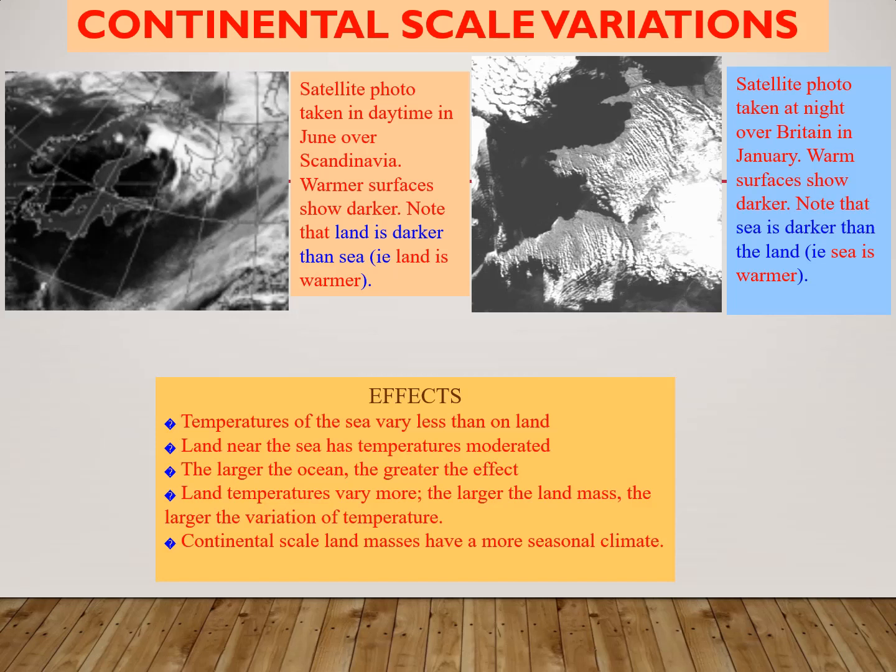So the bigger the land mass, the bigger will be the variation of temperature. So in continents like Asia, the temperature changes will be more than in Europe. Land masses which are far away from the coast have a more seasonal climate, which means summers are hotter, winters are colder. But places near the coast will not have major changes in seasons. They will enjoy approximately the same season throughout the year.